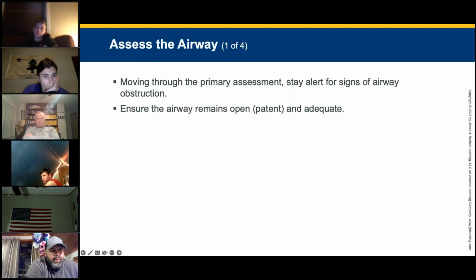Assessing the airway. As you move through your primary assessment, stay alert for signs of airway obstruction. Like I said, look, listen, and feel. Feel the air coming in and out, listen to their lung sounds, and look in their mouth. Ensure their airway is remaining open, which we call patent, and adequate.